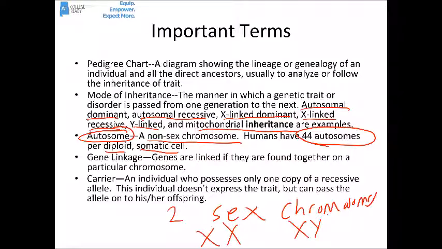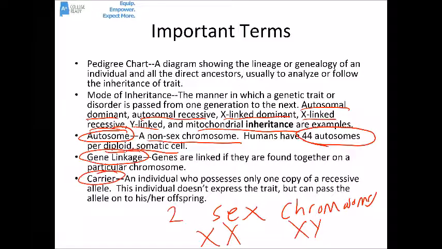So when we're talking about gene linkage, genes are linked if they're found on the same chromosome. Oftentimes, linked genes are inherited together. Now, there are situations where things like crossing over can cause them to switch, but linked genes are genes on the same chromosome. So if we talk about a trait being Y-linked, that means the genes for that trait are on the Y chromosome. If we talked about it being X-linked, the genes are on the X chromosome.